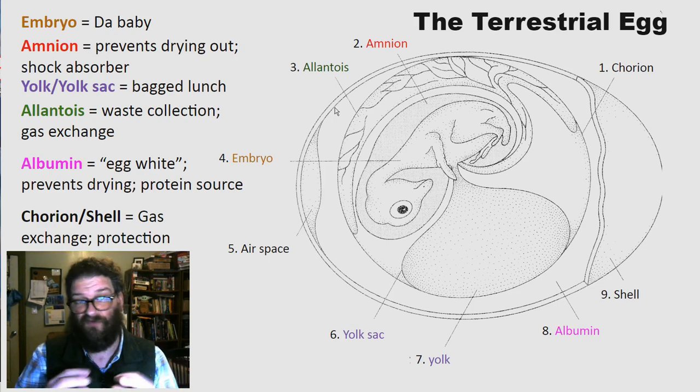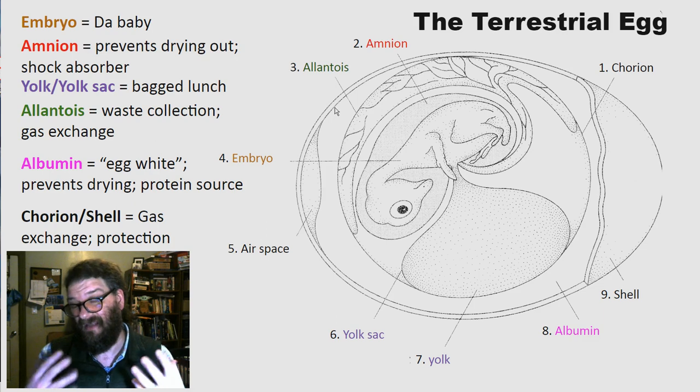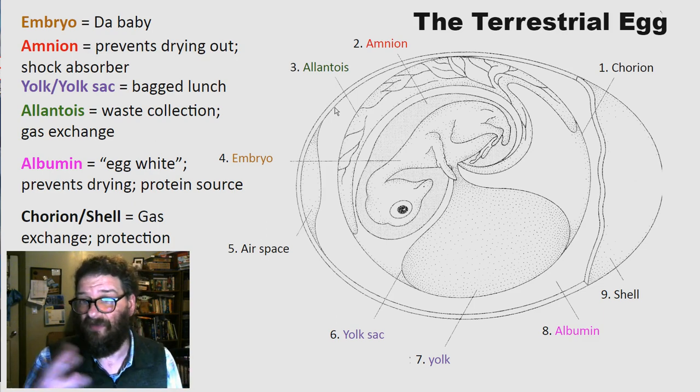The shell is porous. It's got lots of little spaces, right, for gas exchange. It's also where evaporation of water is going to take place as well. So it is a little bit limited there.